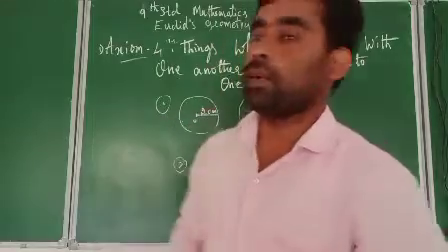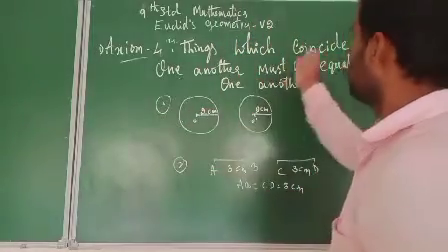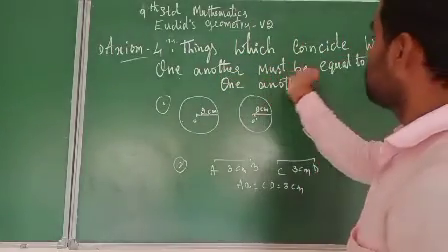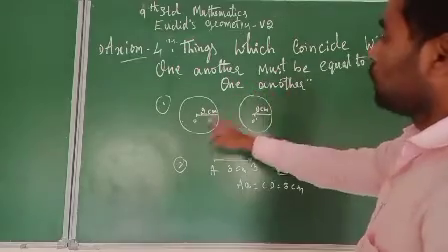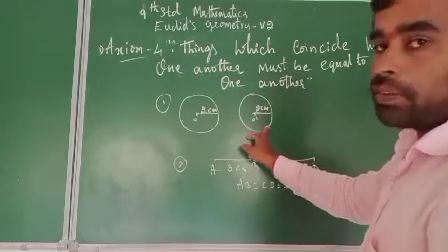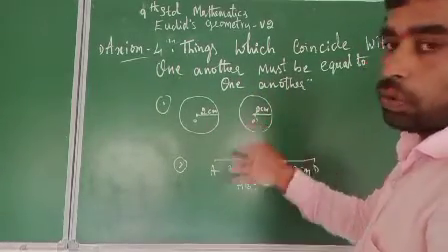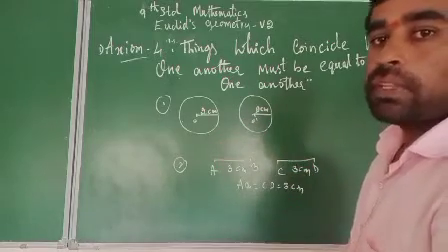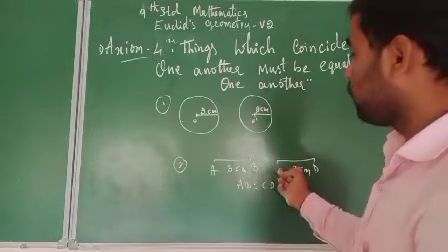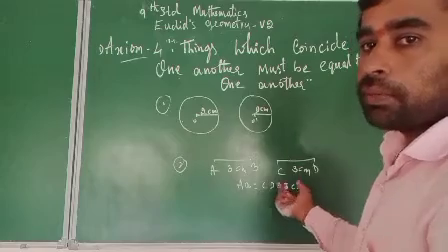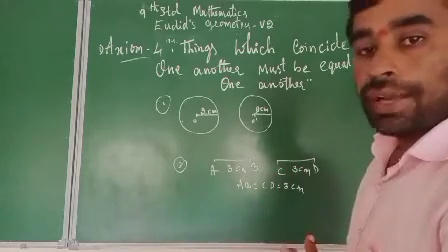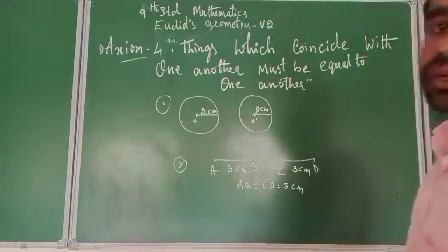Dear students, you have written axiom 4: things which coincide with one another must be equal to one another. Here two circles of the same radius are said to be congruent circles. All congruent circles coincide with one another. Here the two line segments AB and CD are equal to 3 centimeter, so they are going to fit on one another. Is it clear? Take down this one.